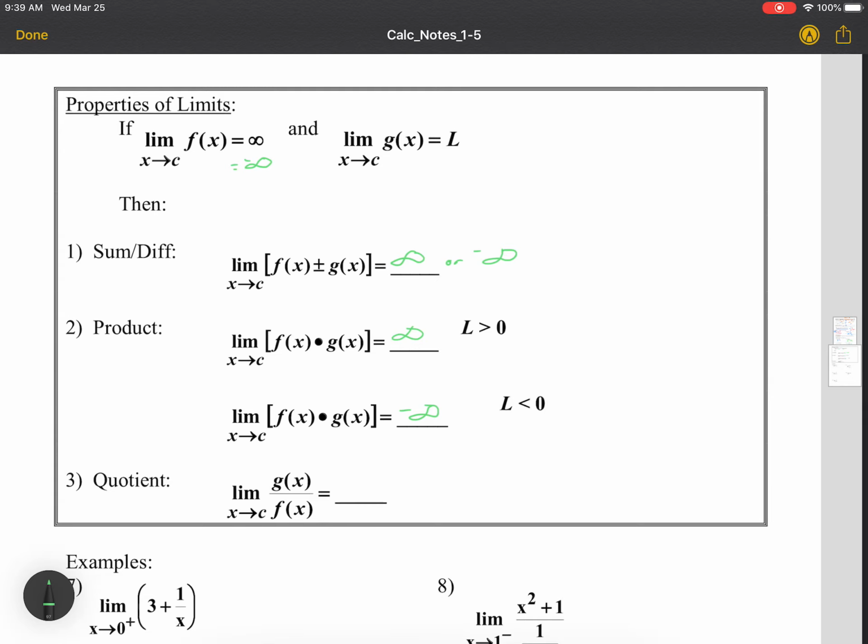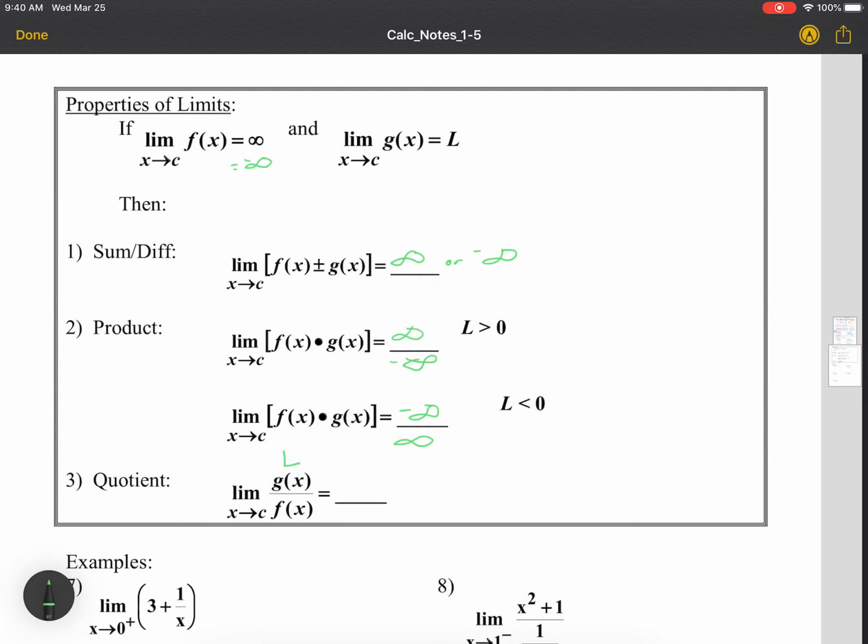Okay, it all depends on your limit. But you could get both, depending on whether it's going to positive infinity or negative infinity. Okay, we'll see some examples that'll clarify that. You'll see how the sign works. All right, and the big one, number three, it's a little different than stuff in the past.